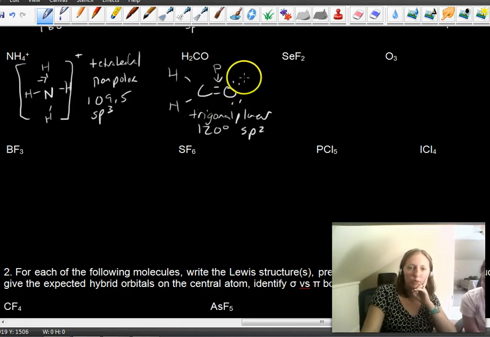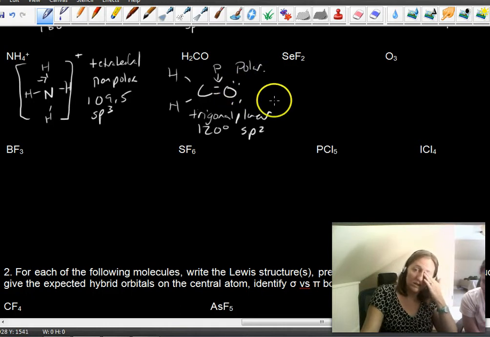And what else? It's polar. It's totally polar. See how polar that is? That's not symmetrical at all. Look at all those electrons on one side.